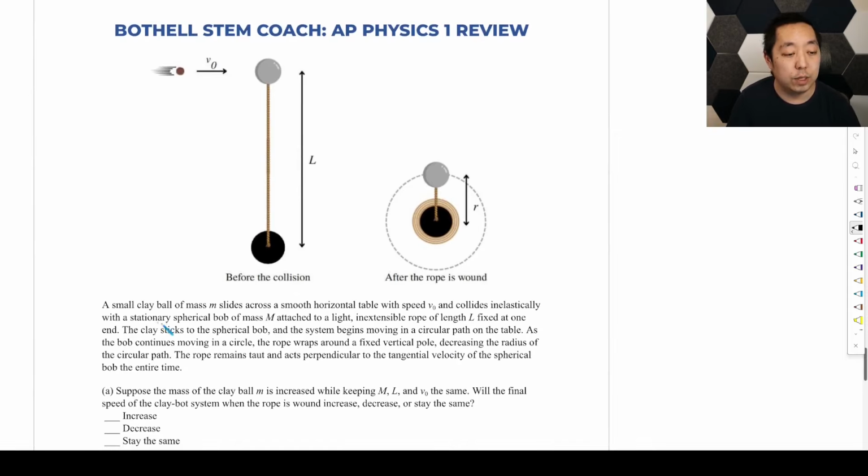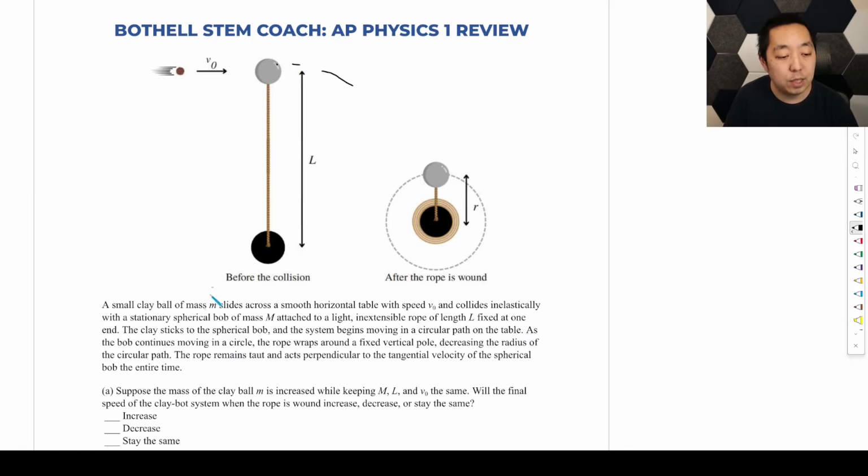Okay, let's look at another one. A small clay ball of mass m slides across a smooth horizontal table with speed v0 and collides inelastically with the stationary spherical bob attached at one end of a rope. The clay sticks to the spherical bob, and the system begins moving in a circular path on the table, so it'll start moving in a circle.